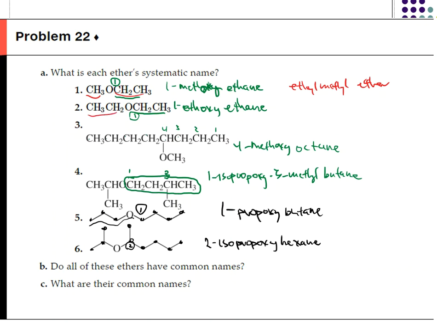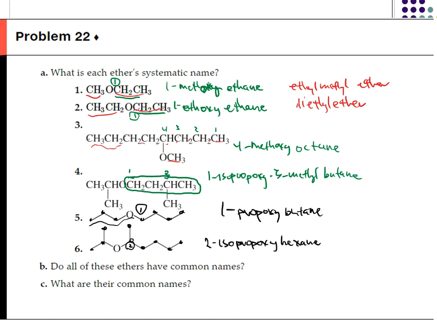Here we have a 2-carbon system on the left and a 2-carbon system on the right. We can call this diethyl ether. Number 3 is pretty complicated, right? I can call this a methyl group, but what on earth do I call this? There's no common name for that. That's not an iso unit.